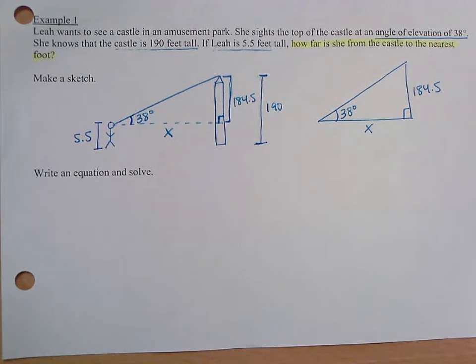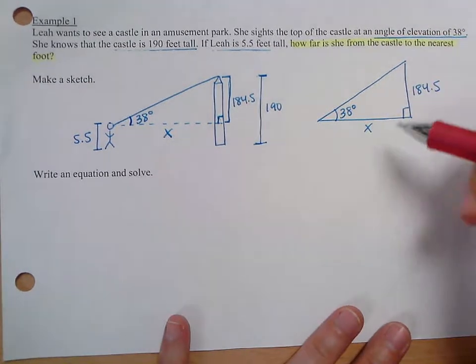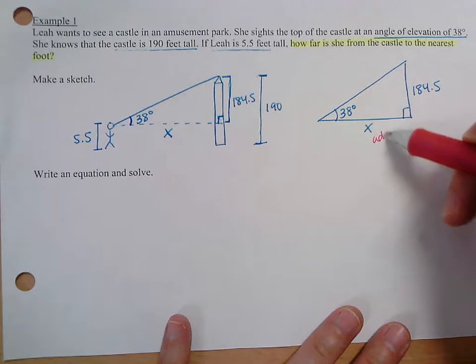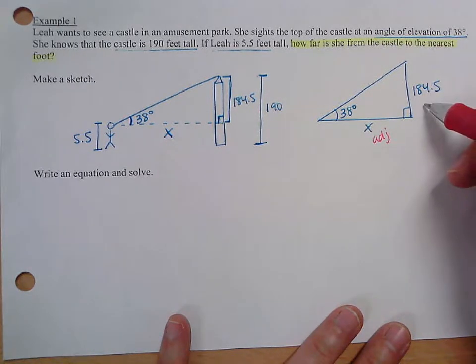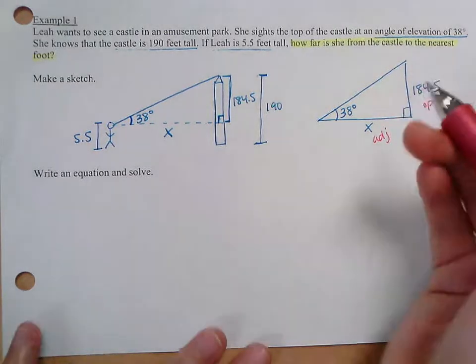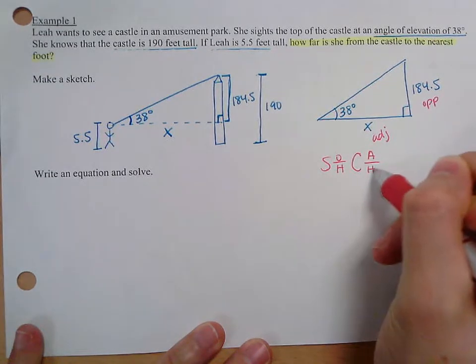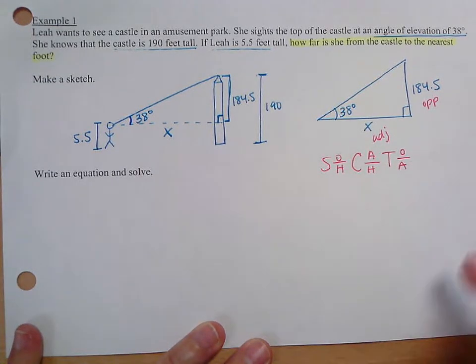So like I said, we're using SOHCAHTOA. Label your opposite, adjacent, hypotenuse. So what is the X? Opposite, adjacent, or hypotenuse? Adjacent to the 38. What is the 184.5? The opposite. So what trig function should we use? Tangent. So SOHCAHTOA, we have opposite and adjacent, that is the TOA, that is tangent.